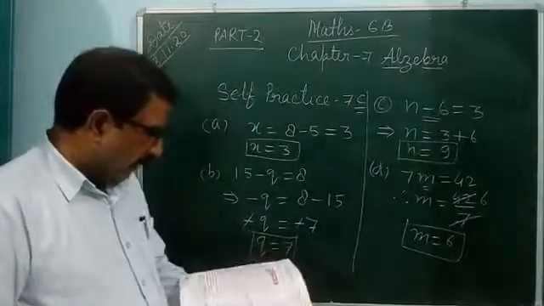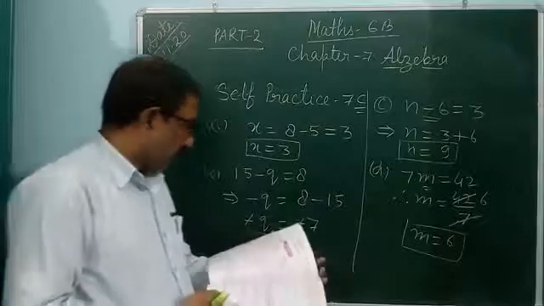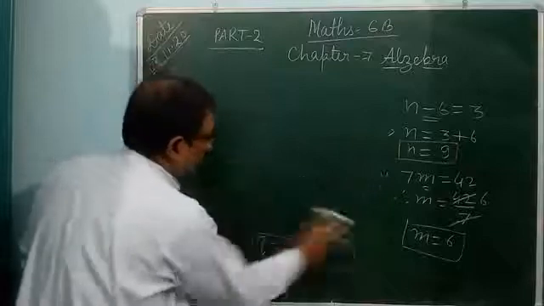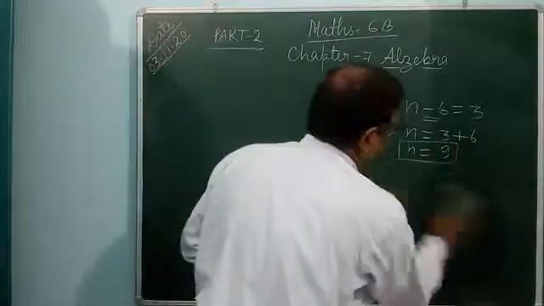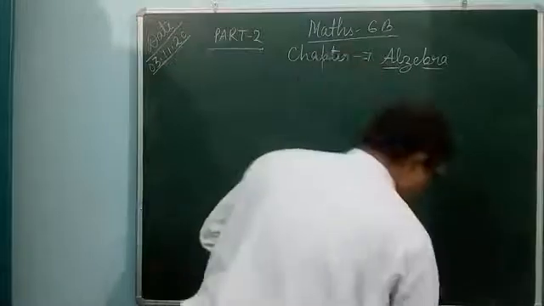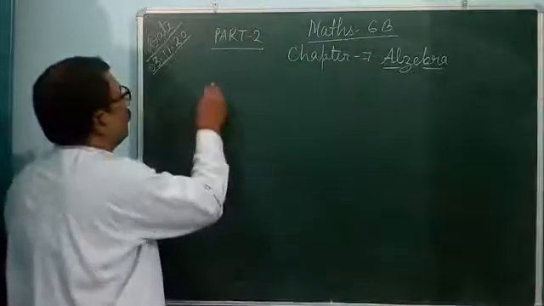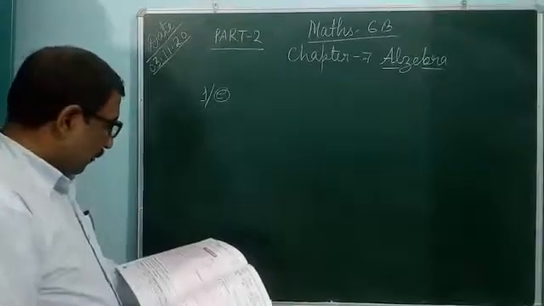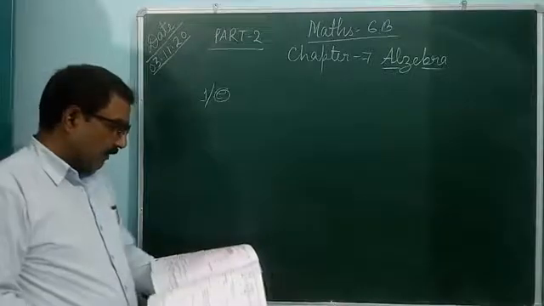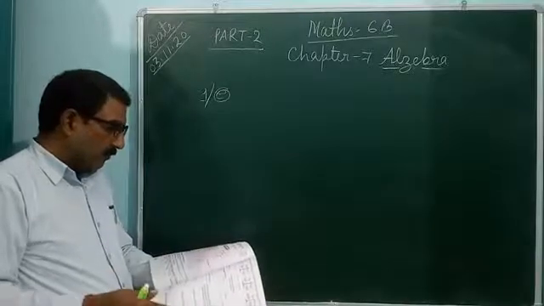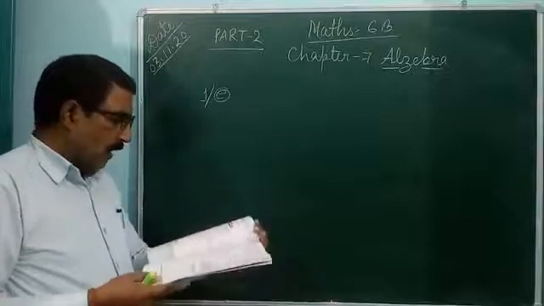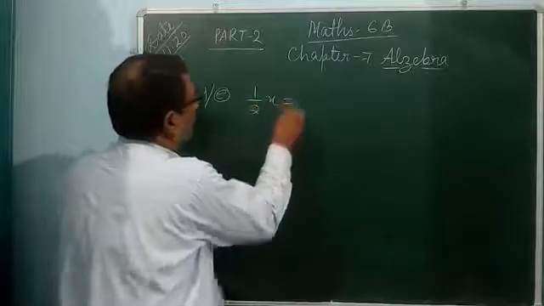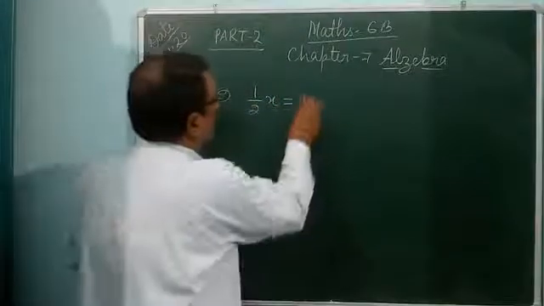After that, question number E. You see, what number must be divided by 2 to give 10? Suppose the number x must be divided by 2. So it will be half x, that is 1 by 2 x. 1 by 2 x is equal to 10.